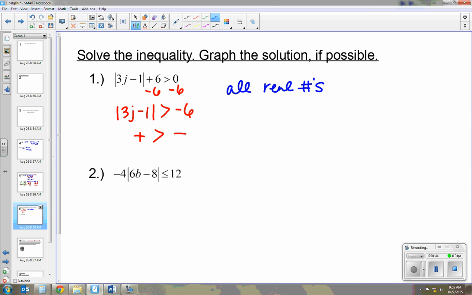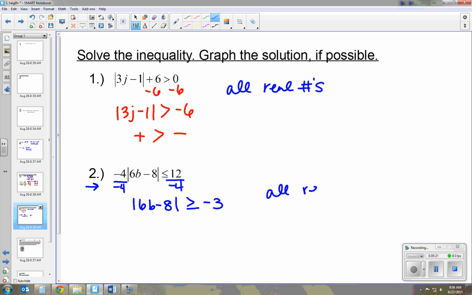Okay. Now number 2, we have negative 4 times the absolute value of 6b minus 8 is less than or equal to 12. Well, we've got to isolate first before we do anything. And remember, when we divide by a negative, we have to flip the inequality symbol. So now we have the absolute value of 6b minus 8 is greater than or equal to negative 3. Once again, will an absolute value always be greater than a negative? Yes. So once again, we have all real numbers.